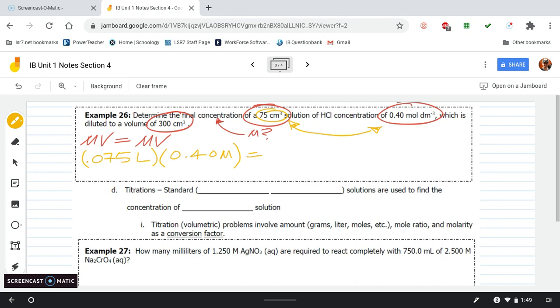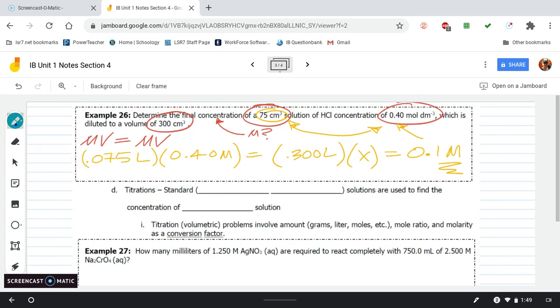And then we've got the new volume, and that's going to be 0.300 liters. And then they want to know, okay, what's this new concentration going to be if I dilute it? All right, so now it's just solve for x. So I'm going to go 0.075 times 0.4 and divide by 0.3, and I'm going to get 0.1. So the molarity has gone down. It was 0.4, and now the new molarity is 0.1, and that makes sense because we diluted it.